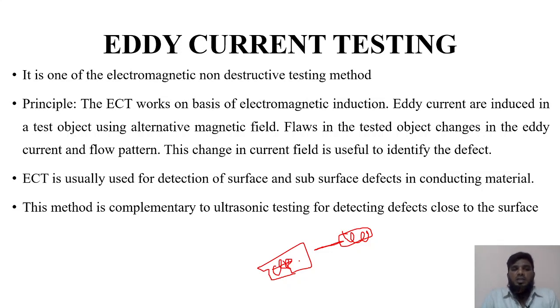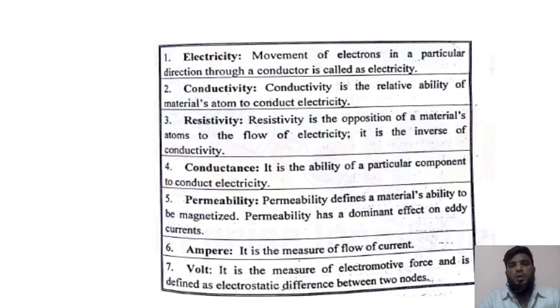ECT is usually used for detection of surface and subsurface flaws, only in conductive materials. This method is complementary to ultrasonic testing for detection of flaws close to the surface.